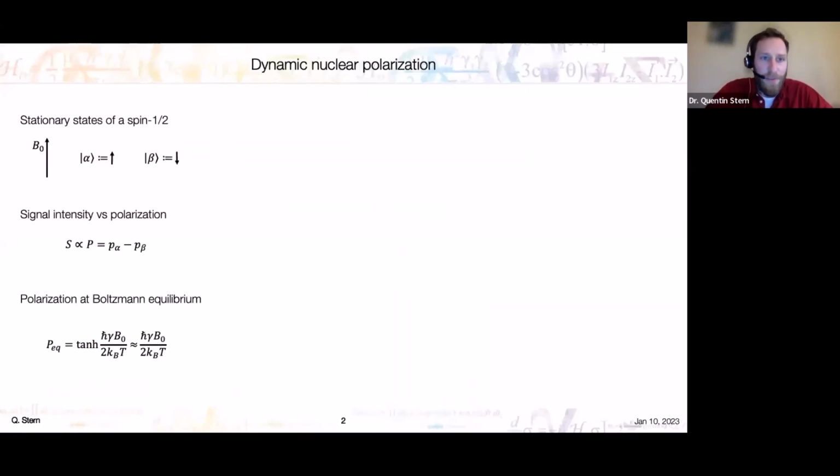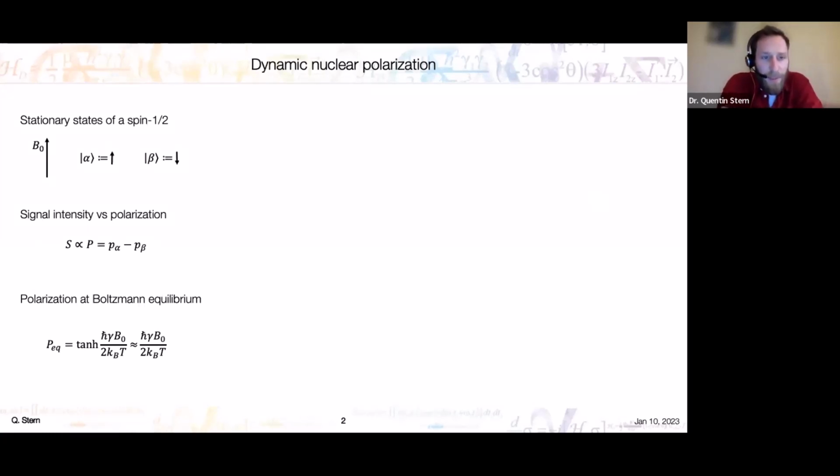So, as many of you know, in NMR, we fight with low polarization. So first, what is polarization? If you have a spin half in a magnetic field, there are two stationary states, alpha and beta, when it's aligned or antiparallel with the field. And polarization is the excess of one of these states over the other one, P.